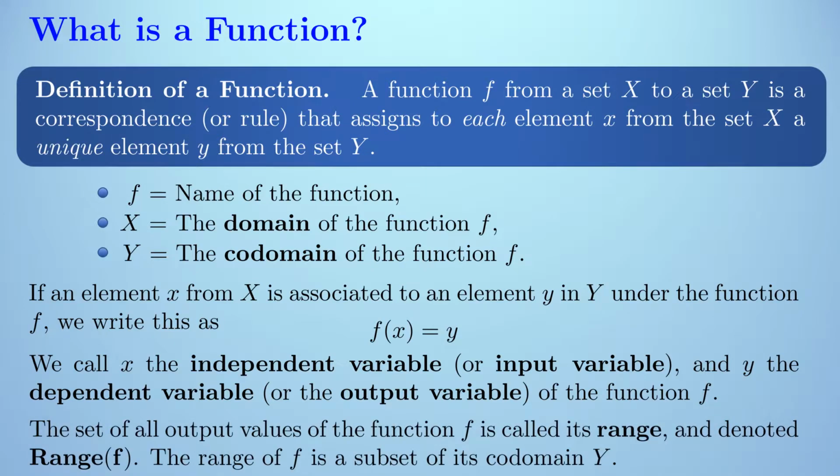If you gather the set of all output values of the function f, that is called the range of the function f, and it's denoted by range(f). And observe that the range of f is a subset of its codomain, sometimes equal to its codomain, but sometimes a proper subset of the codomain.